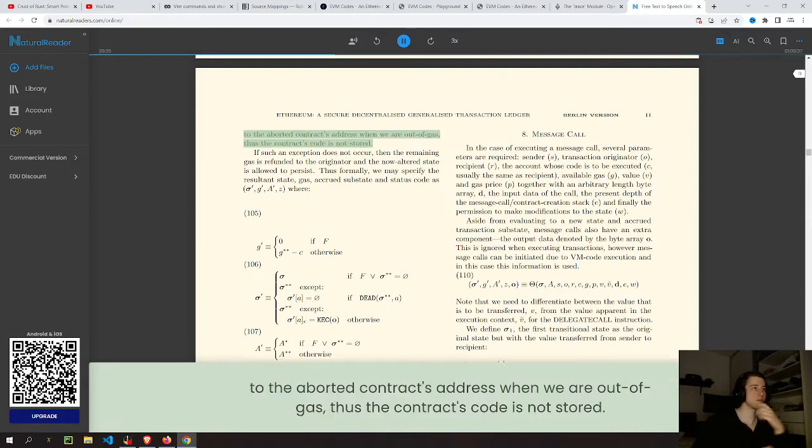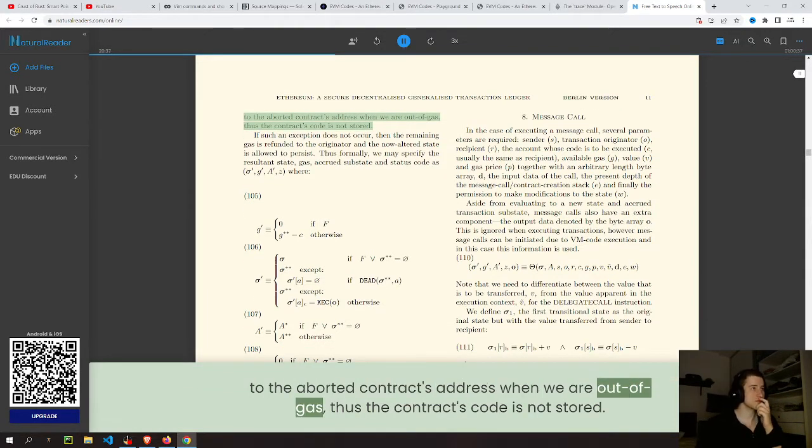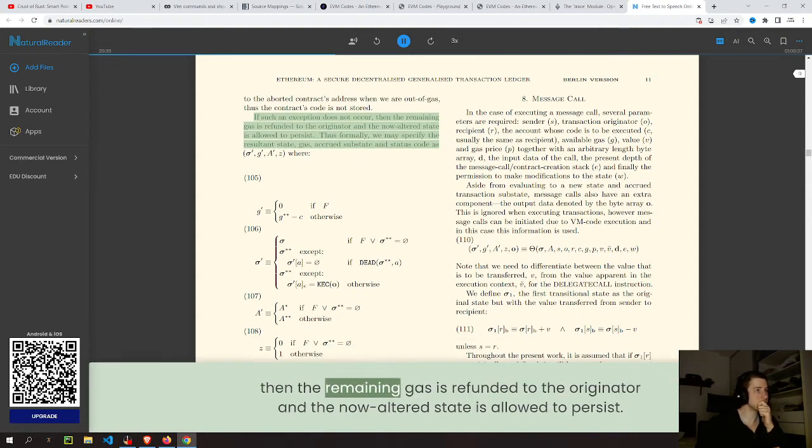The value is not transferred to the aborted contract's address when we are out of gas, thus the contract's code is not stored. If such an exception does not occur, then the remaining gas is refunded to the originator and the now altered state is allowed to persist.